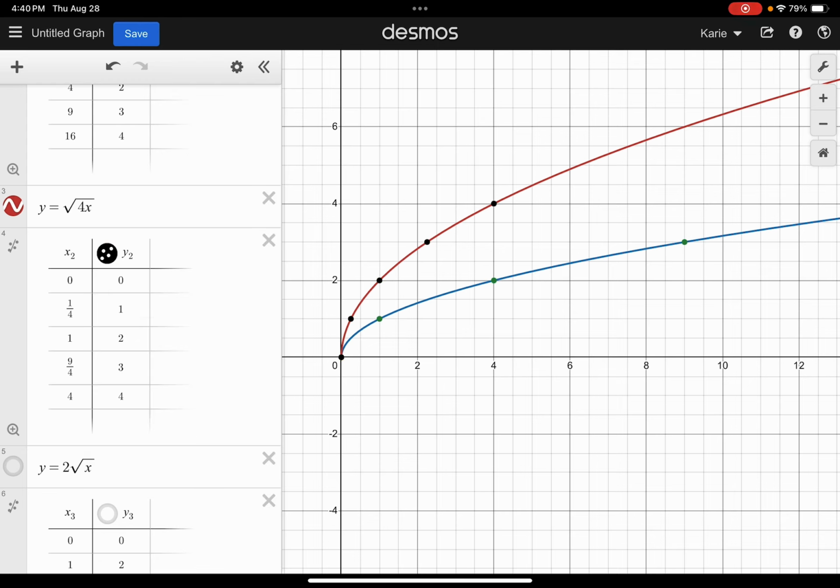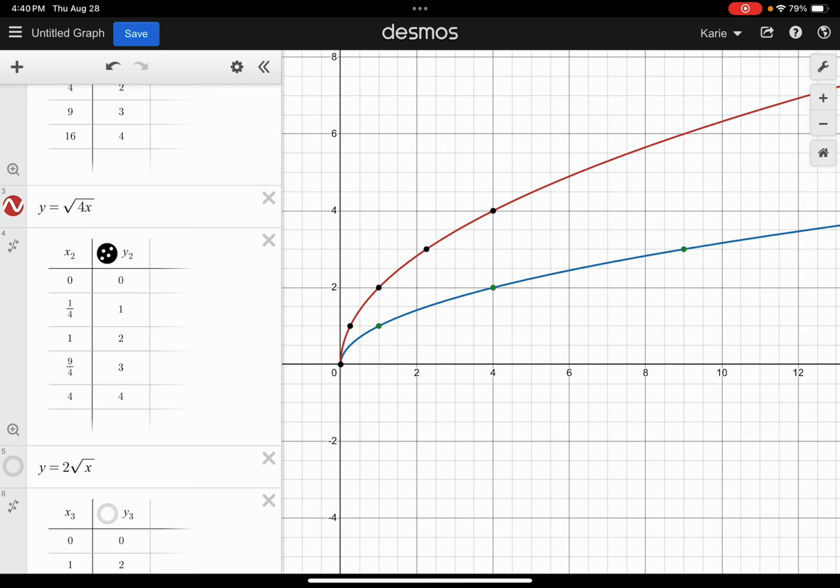Okay, so now can you see that this green point here at (4, 2) now corresponds to this point right here, (1, 2). Or this one that was at (9, 3) is now over here at (9/4, 3). So the whole graph was pulled in closer to the y-axis.